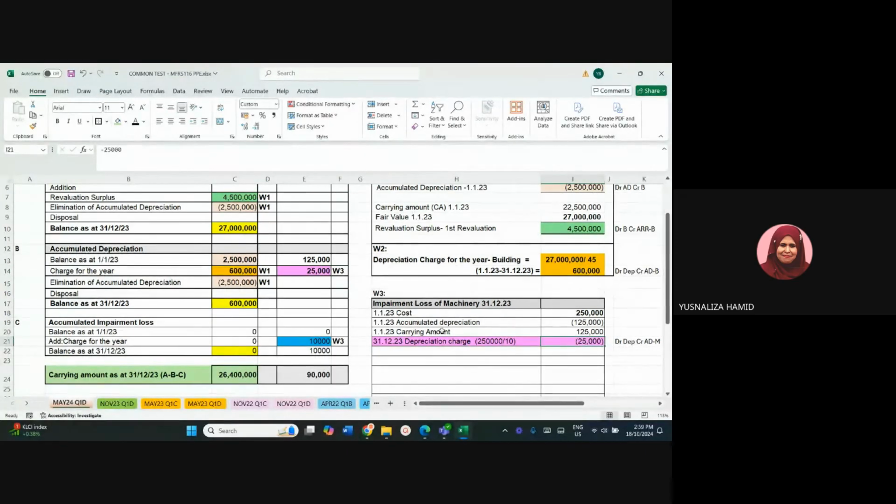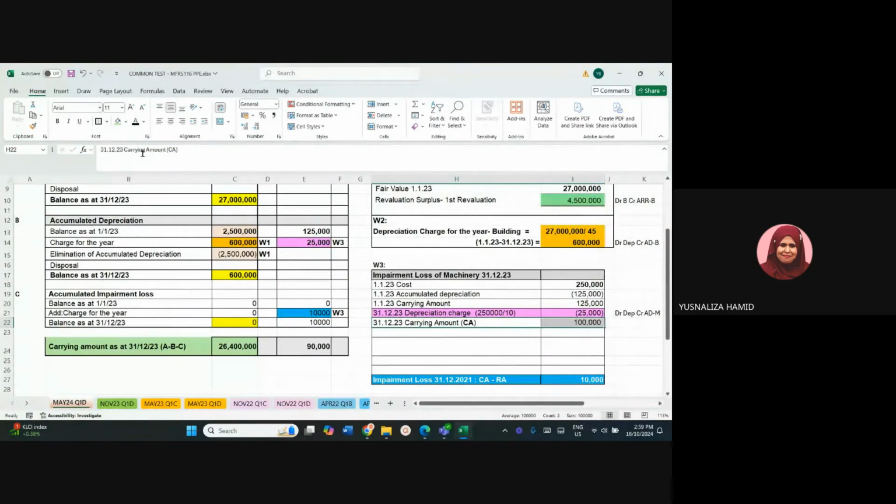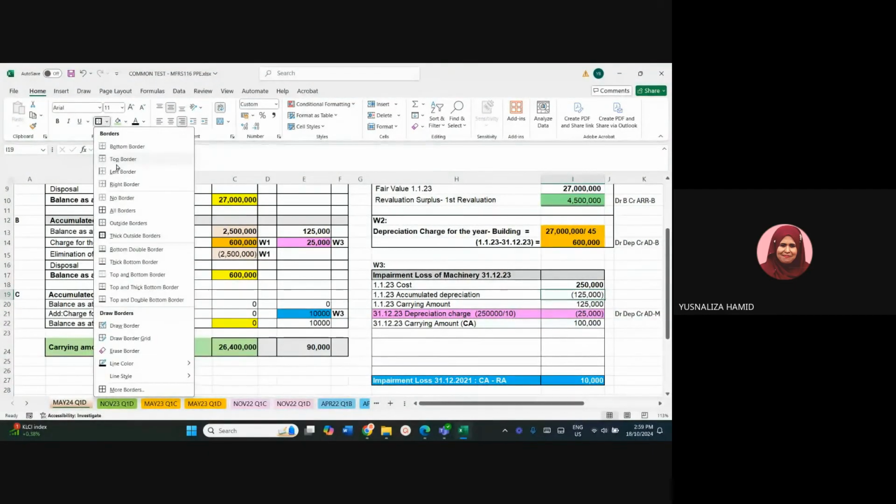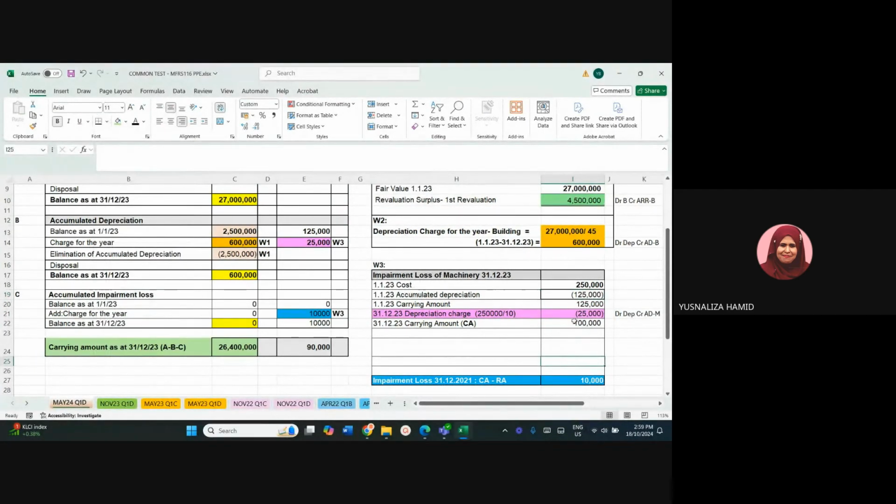All right. So after you have done this, you can now find the carrying amount at the end of the year, which is the amount that you need to compare with the recoverable amount. So at the end of 31st December 2023, your carrying amount is 100,000, which is 125 here minus 25. So it is 100,000. Take that 100,000, and you will compare with the recoverable amount.